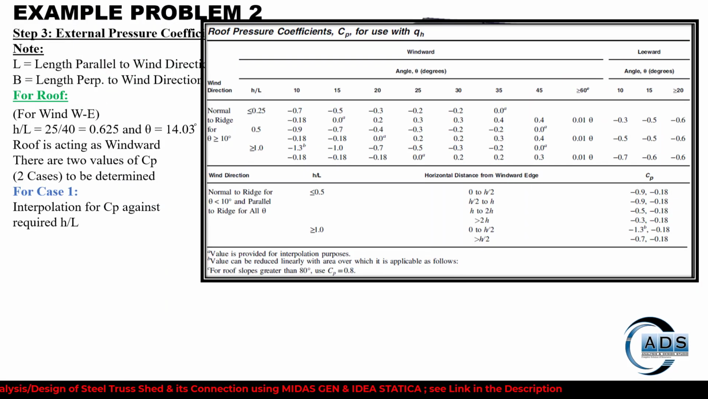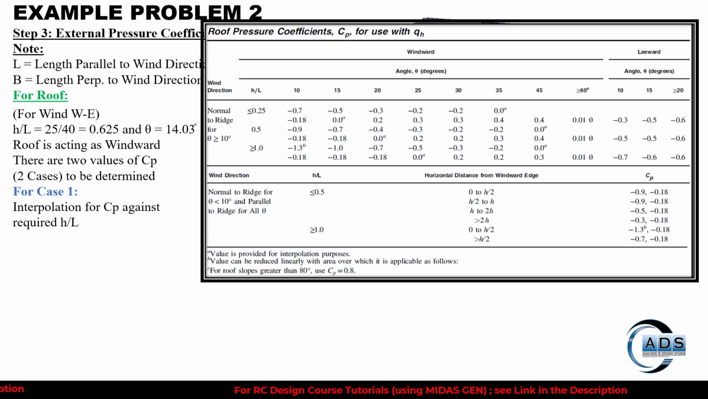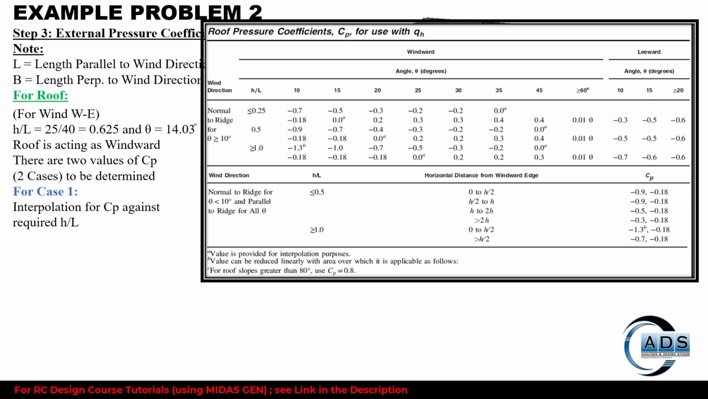So for west to east, the roof is acting as windward. There are two values for CP, meaning two cases have to be determined. We can see that for each H over L ratio, against each theta, we have two values of CP. So there are two cases. First we will find the CP value for case 1.